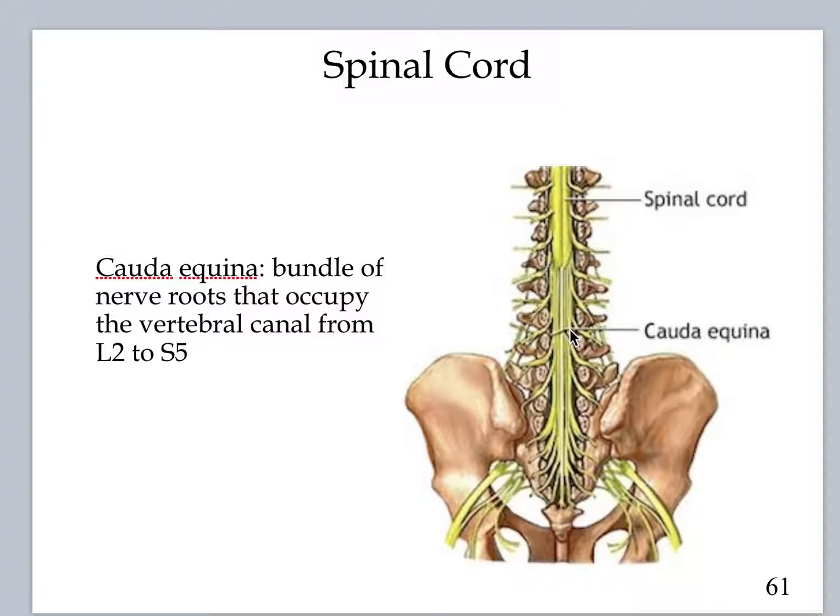Cauda equina literally means horse's tail, because it reminded the anatomist of a horse's tail with all these nerve fibers coming down. Eventually these nerve fibers exit the intervertebral foramen and go on down to the extremities and innervate the muscles that control the lower extremities.